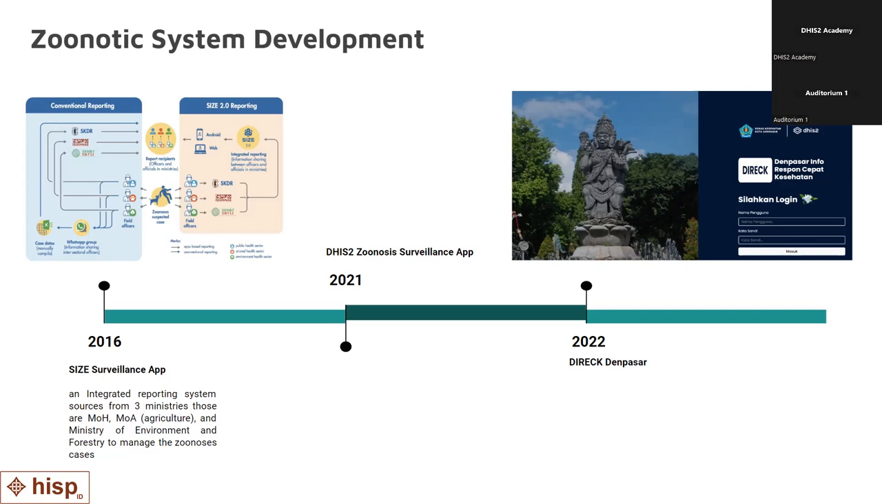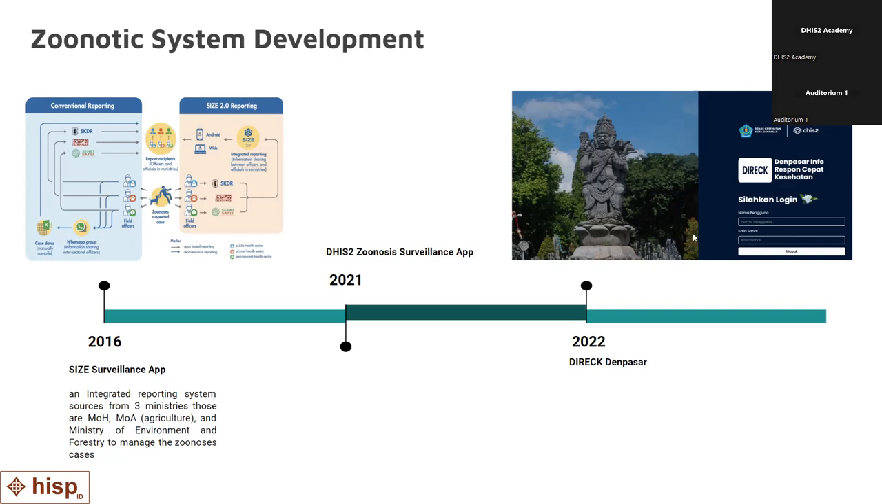So in 2021, we scaled up to the subnational level. From the previous zoonosis system, we escalated to one subnational level. If you remember Denpasar, it is a city in the Bali area where the number of rabies cases is very huge. So we escalated the existing zoonosis system to be the main application in the Bali area.